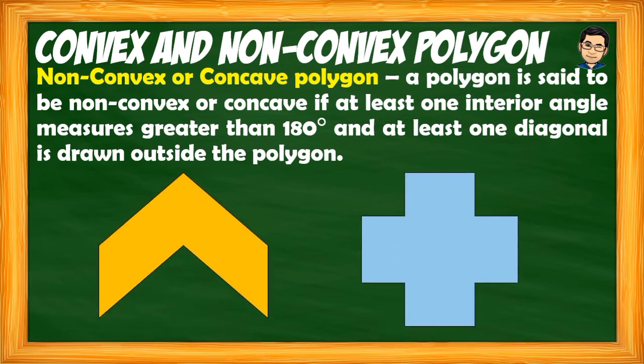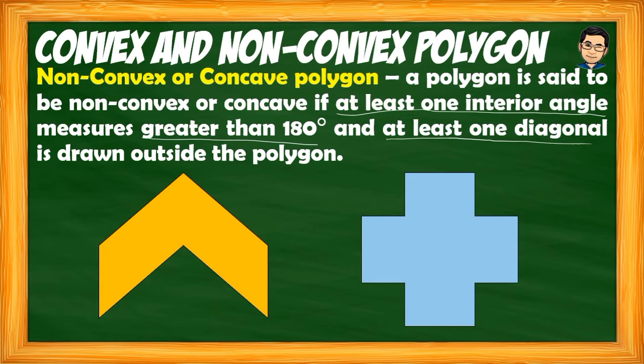Okay, so kabaligtaran nung convex, of course, is non-convex or concave. So, dito, at least dapat isa daw dun sa interior angle ng polygon ay greater than 180 degrees yung sukat. And then, at least isa daw sa diagonal ay pwedeng i-draw outside. Okay, hindi katulad ng convex, dapat sa loob yung diagonal and then kailangan yung sukat ng interior angles niya less than 180 degrees.